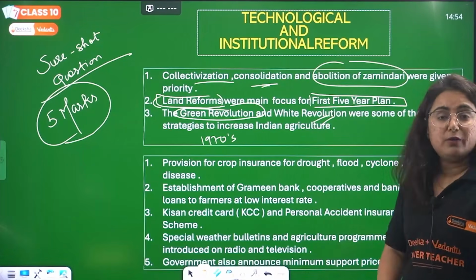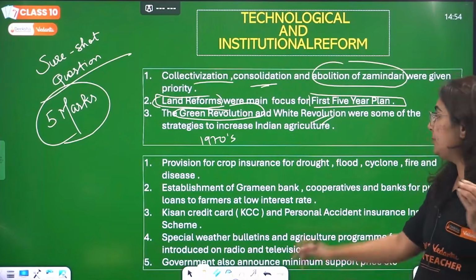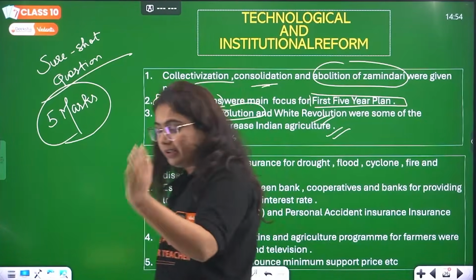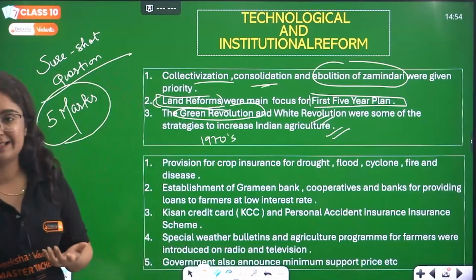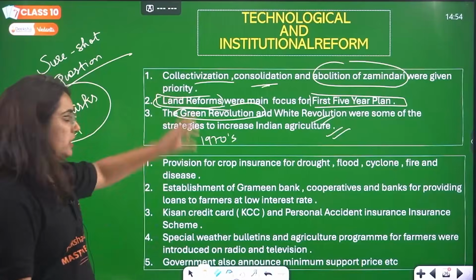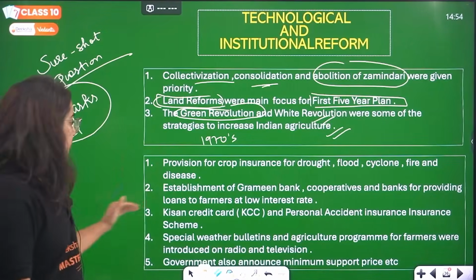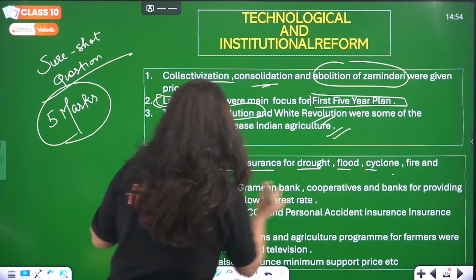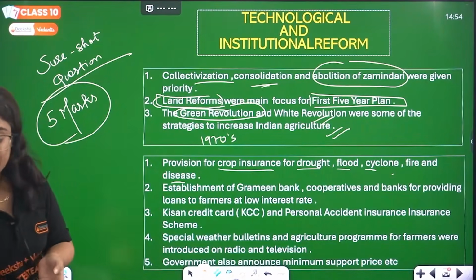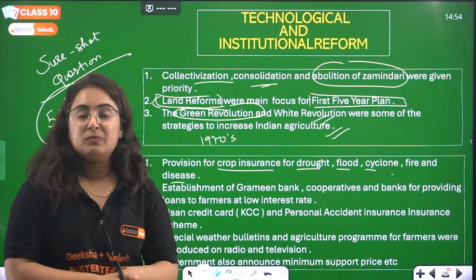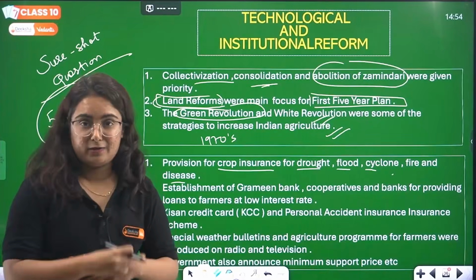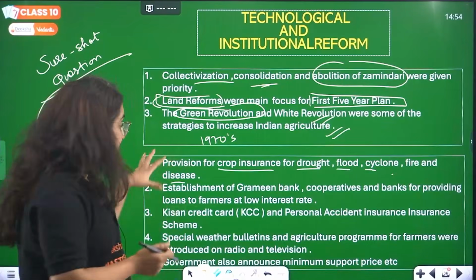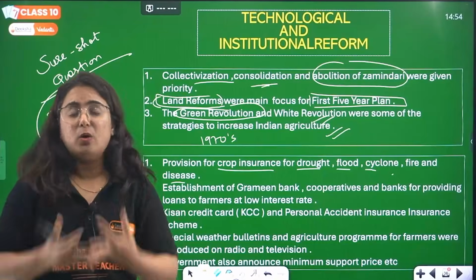Beta, these were given priorities and strategies were made to increase the agriculture of India, and after that we boosted in terms of food grains. These were the initial efforts. Now moving to the next one, provision of crop insurance for drought, flood, cyclone, fire and disease is given. Like, beta, we have health insurance and life insurance. If something happens to us, then the amount will be provided. Similarly, it is the story of India.